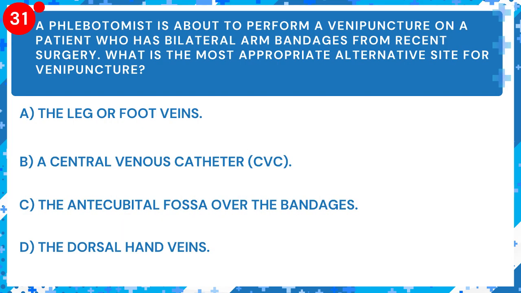Question 31. A phlebotomist is about to perform a venipuncture on a patient who has bilateral arm bandages from recent surgery. What is the most appropriate alternative site for venipuncture? A. The leg or foot veins. B. A central venous catheter, CVC. C. The antecubital fossa over the bandages. D. The dorsal hand veins.